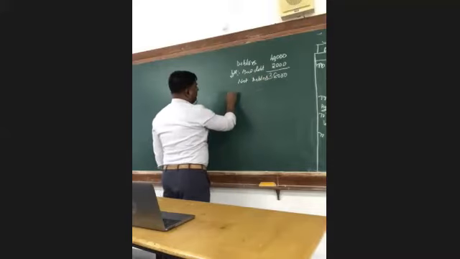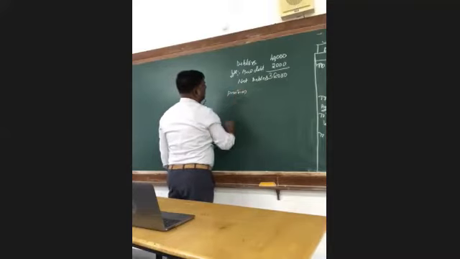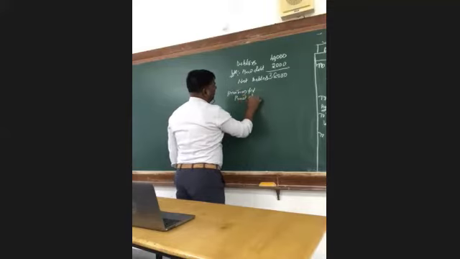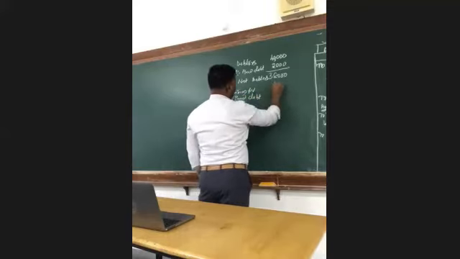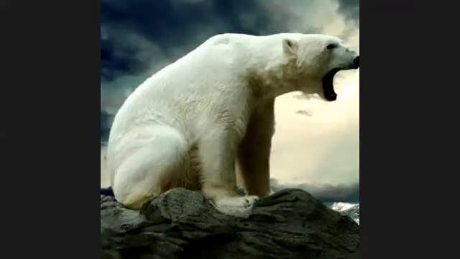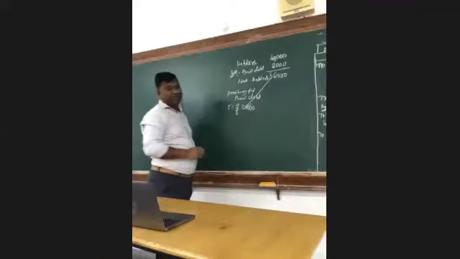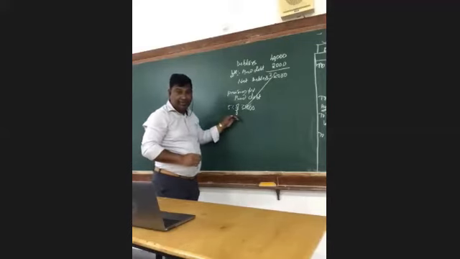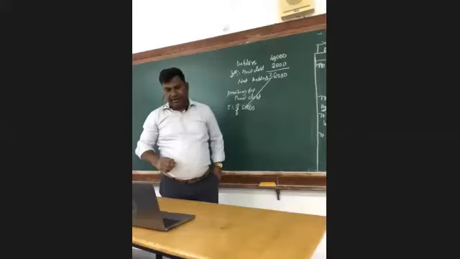Okay, and make provision for bad debt. How much? 5% of 38,000. Can you see what I'm writing here? Yes, sir. Okay, 5% of 38,000. How much? 1,900.